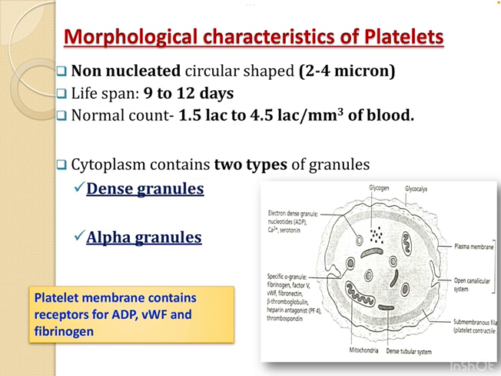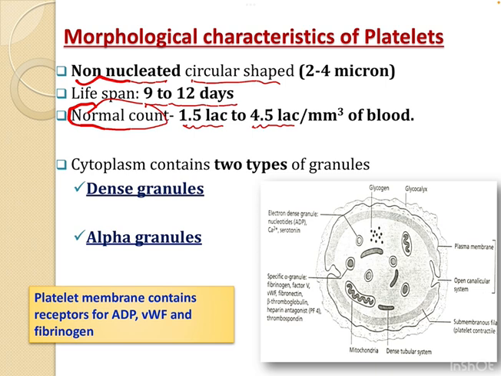Let's talk about the morphological characteristics of platelets. Platelets are non-nucleated, circular or oval shaped, 2 to 4 microns in diameter. The lifespan of platelets is 9 to 12 days, after which they are degraded in the spleen. The normal count of platelets is 1.5 lakh to 4.5 lakh per cubic millimeter of blood.